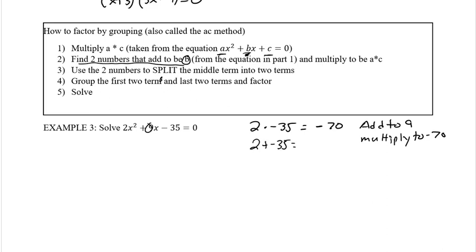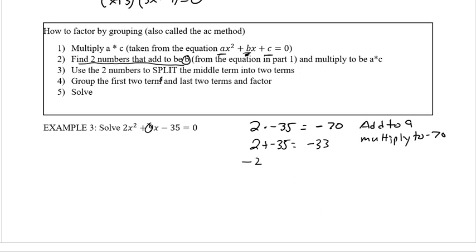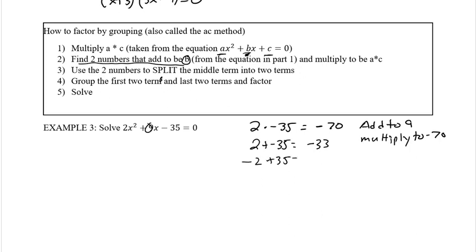Well, that doesn't work. Even if we switch the sign, negative 2 and positive 35 also multiply to be negative 70, but that would just give us positive 33. So we need to find something bigger than 9. 33 is bigger than 9, which means our factors are too far apart. We need to find factors that are closer together.